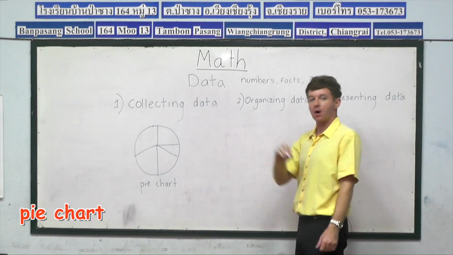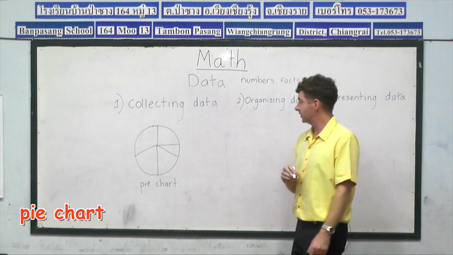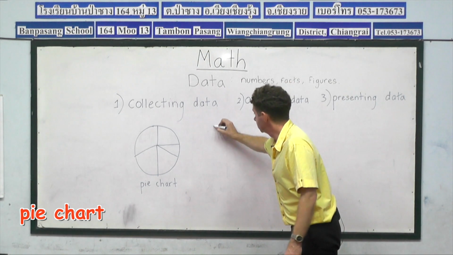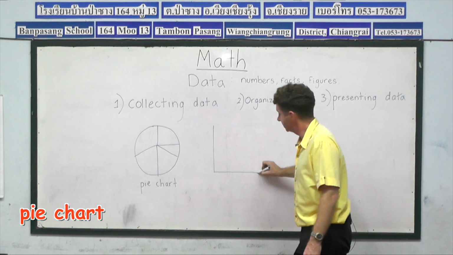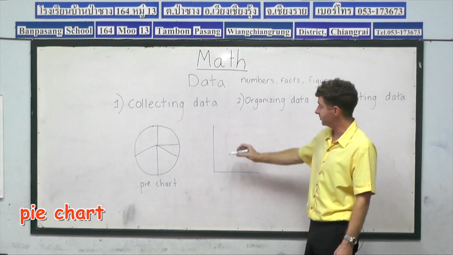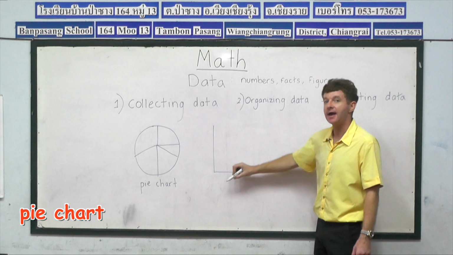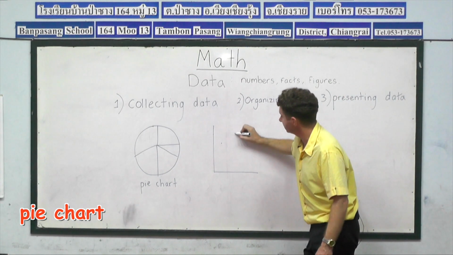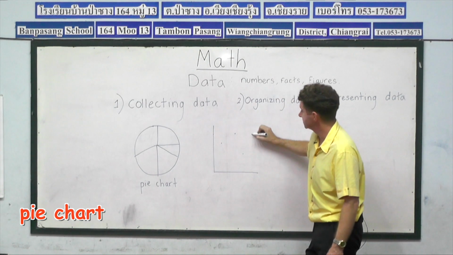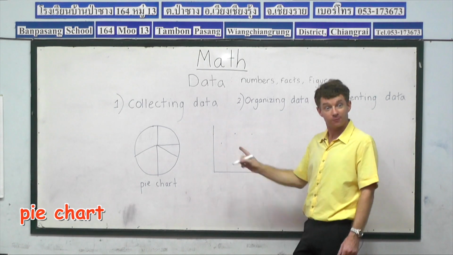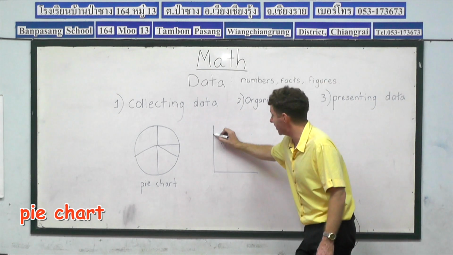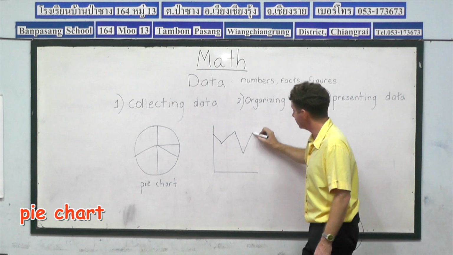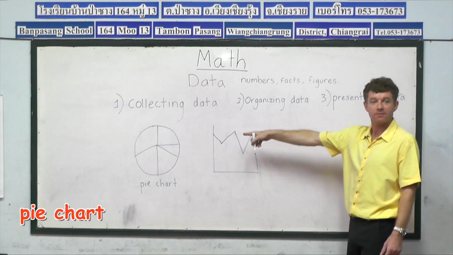I-E-C-H-A-R-T. Pie chart. Well done. So let's have a look at another type of chart or graph. Okay, so we have our horizontal axes and our vertical axes. And if we have different types of information like this, you're correct, it's got no lines yet though. Once we draw our lines to match our different types of data, what type is this?